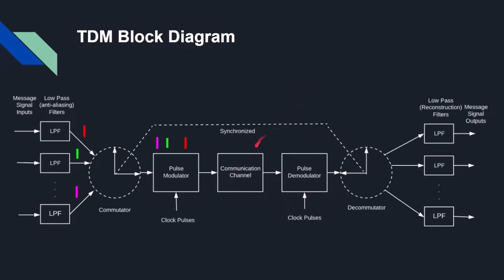Now these samples will pass through the communication channel and then they will go to the pulse demodulator. When the samples come to the demodulator, we will have the same sequence of samples over here. The decommutator is synchronized with the commutator. So both have the idea about which sample is coming from which signal. The switch will rotate and this will send the first sample over here, the second sample over here and so on. Now since the cycle repeats, we will get our signals here.